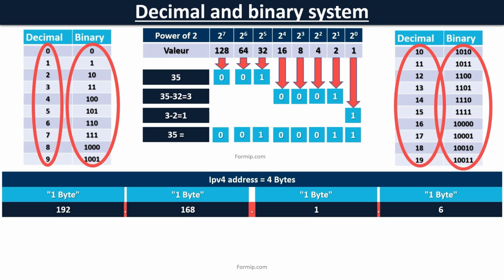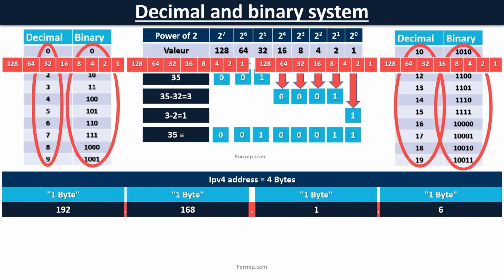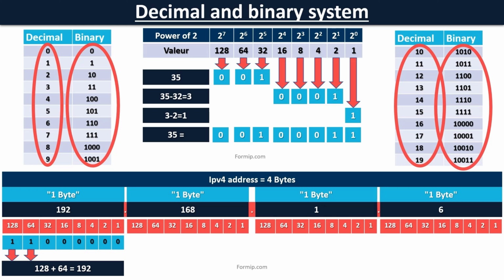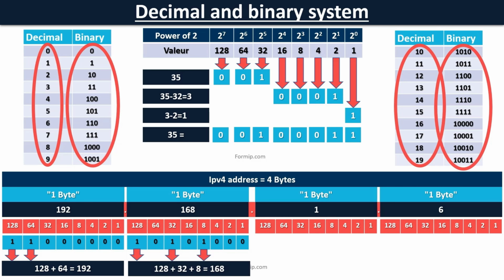We will now translate this IP address into binary. The easiest way to translate from a decimal to binary is to start by writing the powers of 2 for each part of our IP address. Now we just have to apply the method we used for the number 35. The value of the first set is 192. This is the addition of 128 and 64. Then we have 168, which is the addition of 128 plus 32 plus 8.